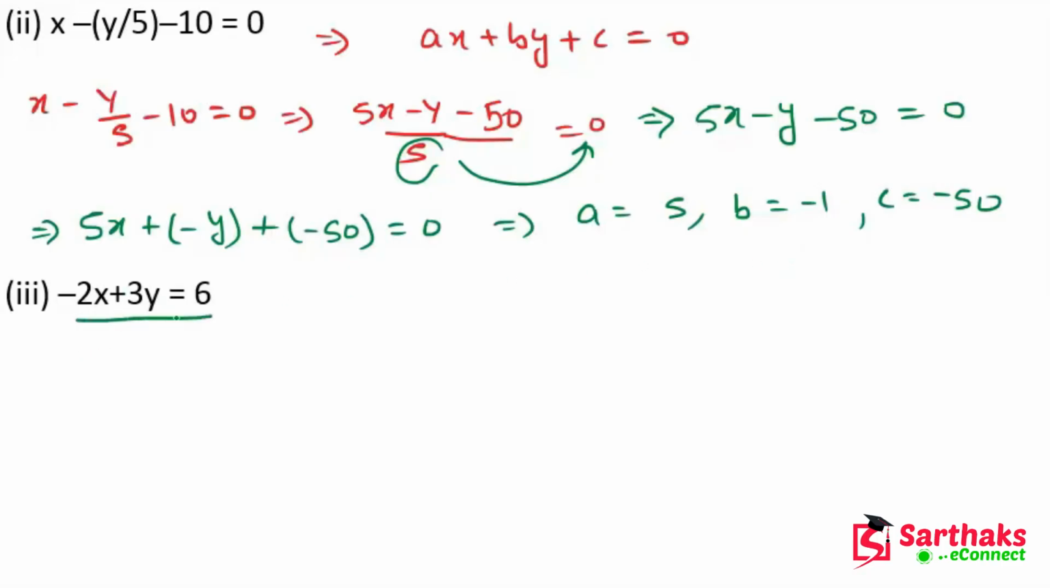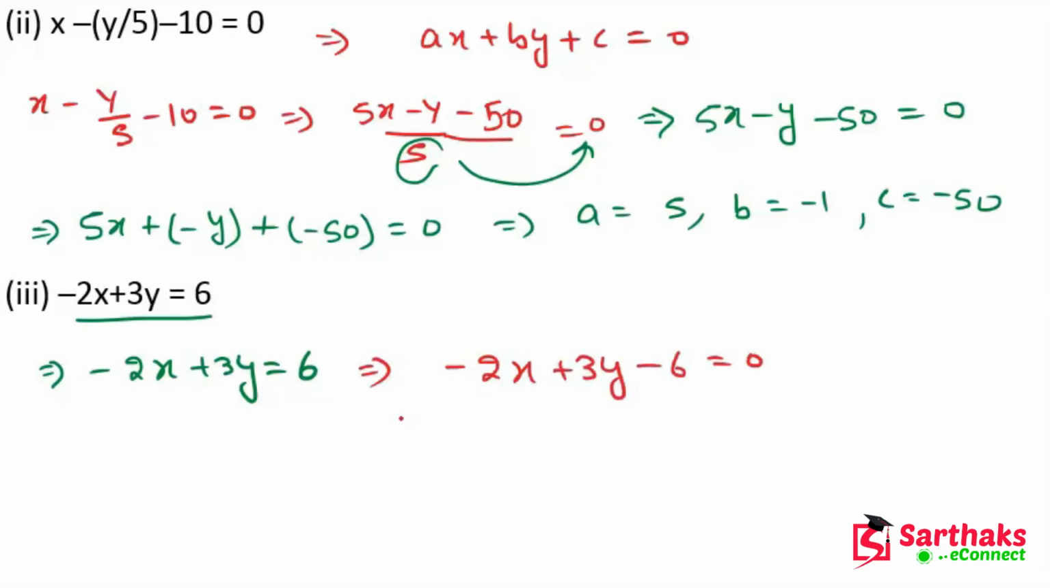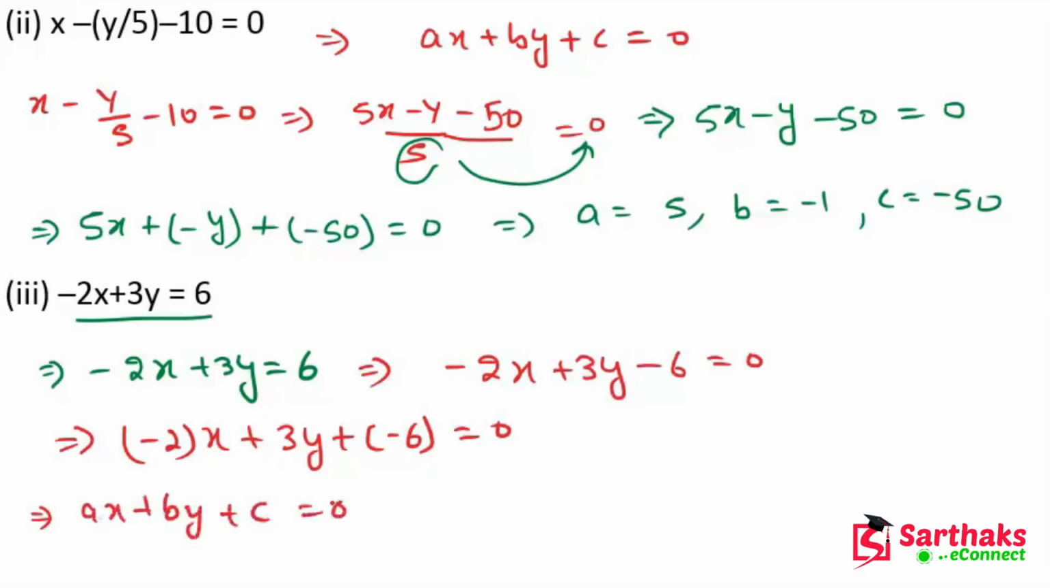So the third part is minus 2x plus 3y is equal to 6. Now we have to convert it into the standard form, so this will become minus 2x plus 3y minus 6 is equal to 0. So this will become minus of 2 into x plus 3y plus of minus 6, which is equal to 0. If we compare this equation with ax plus by plus c is equal to 0, we get a is minus 2, b is 3, and c is minus 6. C is what? Minus 6. I hope you understand these things, my dear friends.